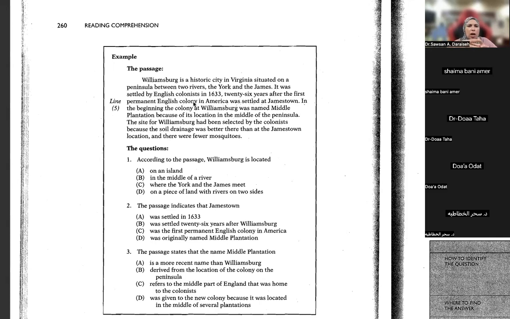Colony is "الاستعمار", "مستعمرة". Colonist. Someone "مستعمرة". It's an English colony, "المستعمرة الإنجليزية في أمريكا". Good. And as a verb, we say to colonize. Like, for example, you may say that Palestine was colonized by the Jews.